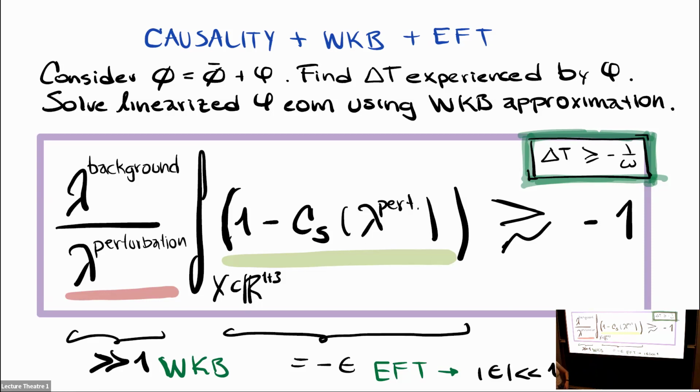So it's a competition. This is small. And on the other hand, we're gonna have a WKB regime. And that means that this is gonna be large. It's just a competition between these two terms to see if they can become large enough to lead to violations of causality.